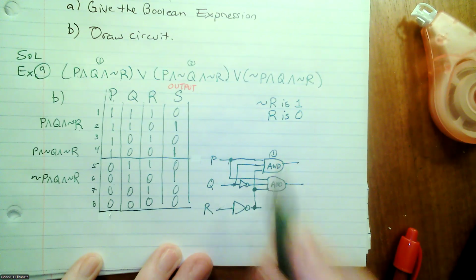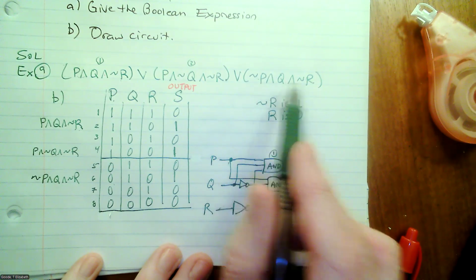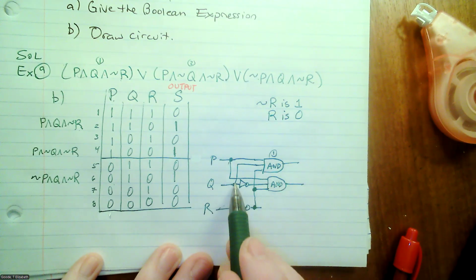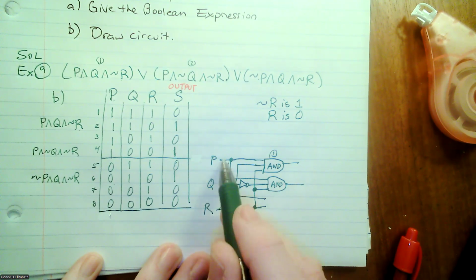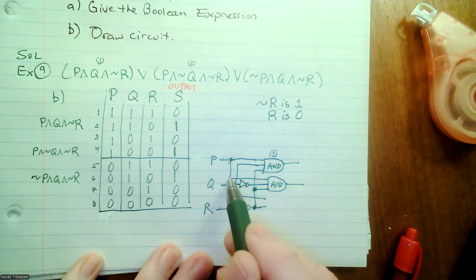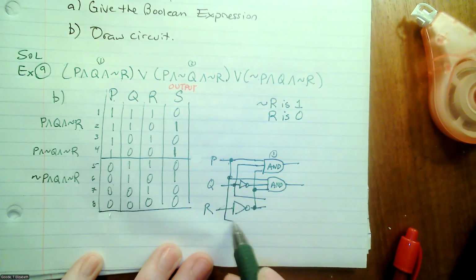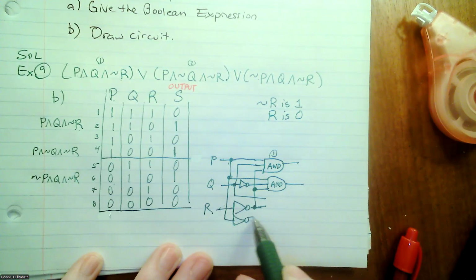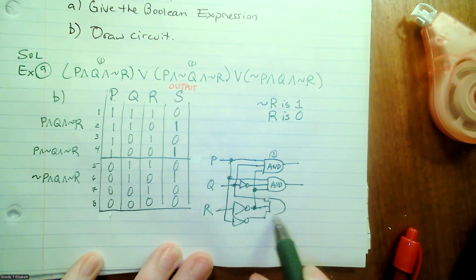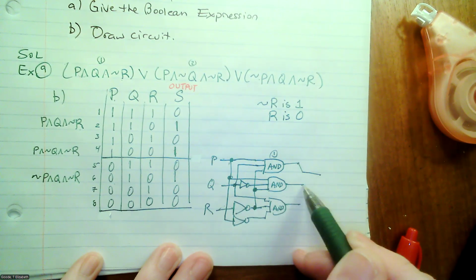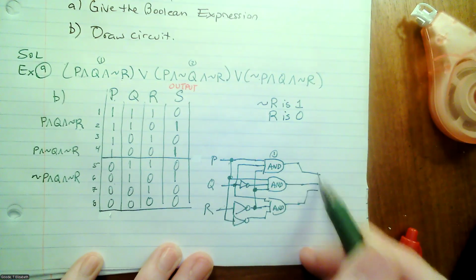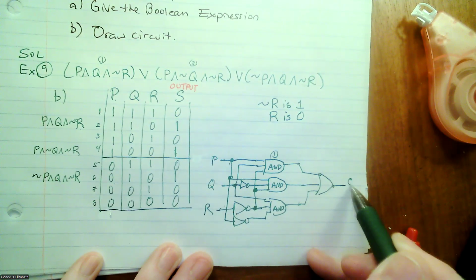And now we need a not P, a Q, and a not R. So we need a regular Q. Here's regular Q, here's not R, but we need not P. So let's bring this down and turn it and make it not P. And then finally they go through an OR gate.